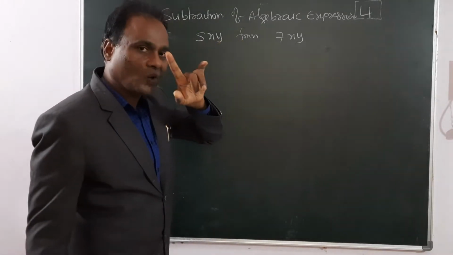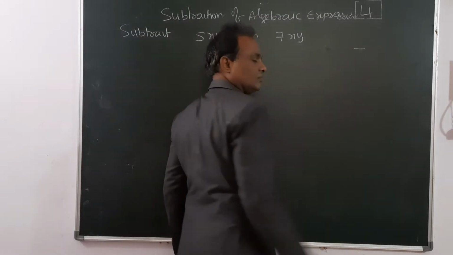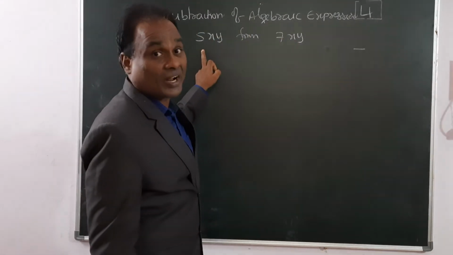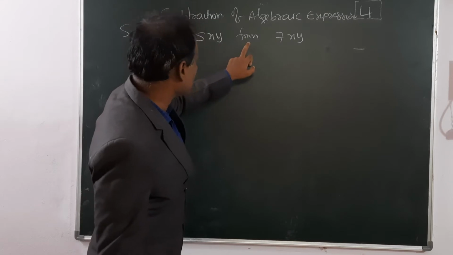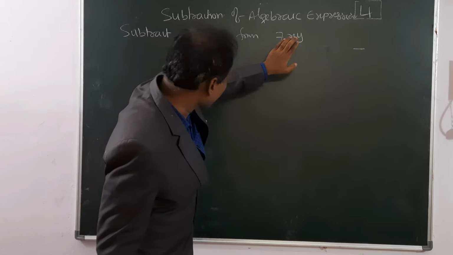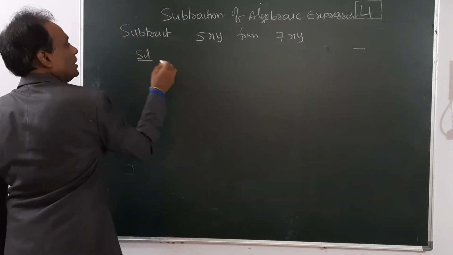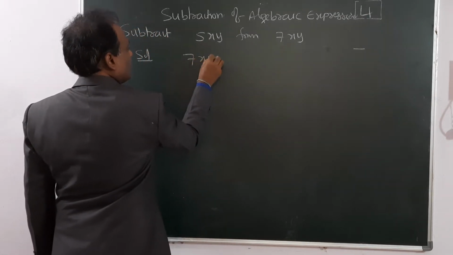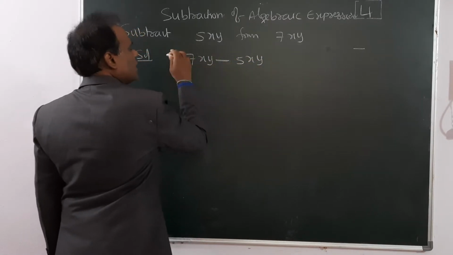Understand the meaning, and don't get confused. Subtraction means minus. So this minus this, or this minus this, that you have to understand from the wording itself. Subtract this from this means from this you have to subtract this. So 7xy is written first, minus 5xy.